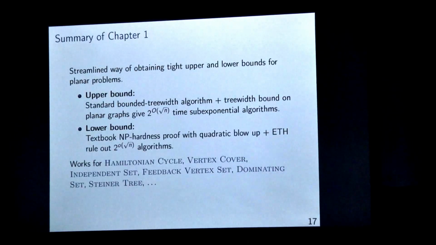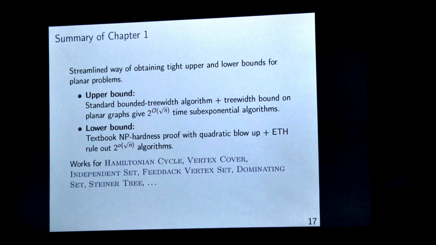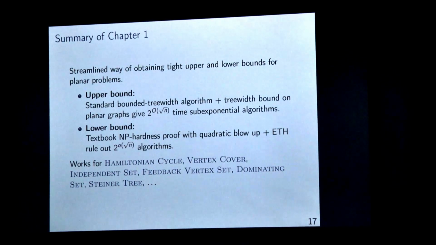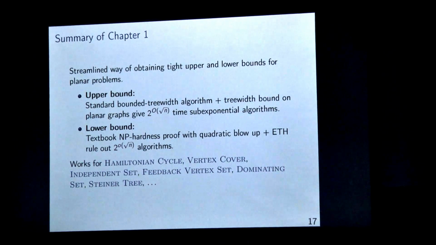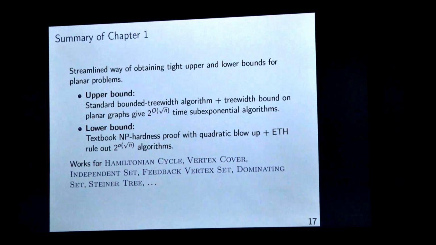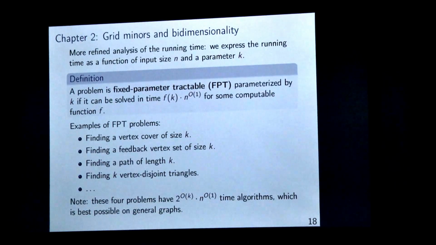Okay. So this is my summary of my chapter 1. I spent a lot of time. Upper bound: a standard bounded treewidth algorithm plus bounds of planar graphs gives you an algorithm. Lower bound: a textbook NP-hardness proof with quadratic blow-up plus ETH rules out a 2 to the power little o of root n algorithm, and it works for all these bunch of problems. Okay? Fine. This is the end of my first chapter.